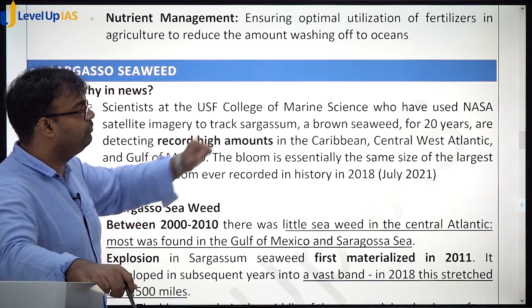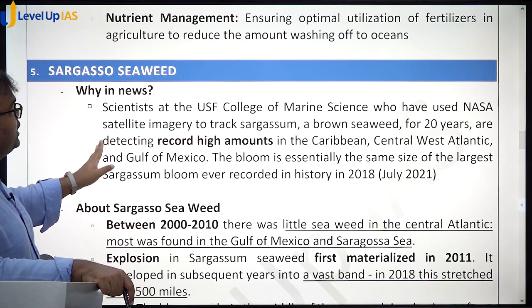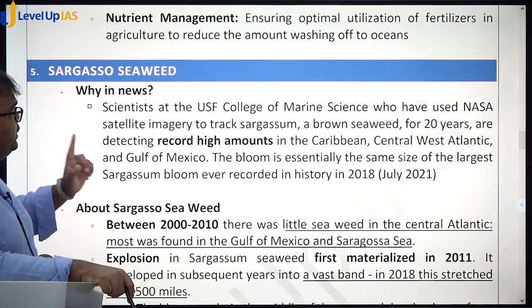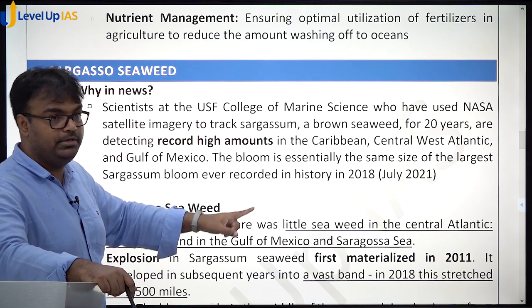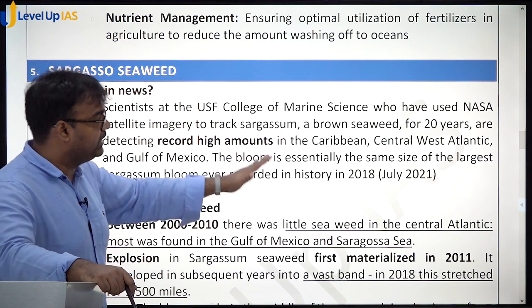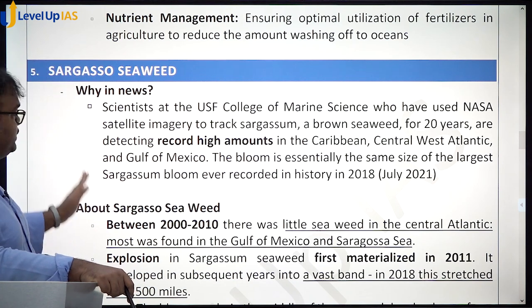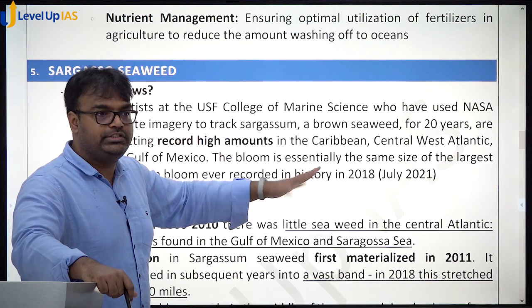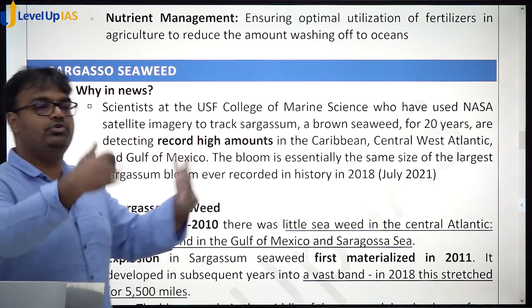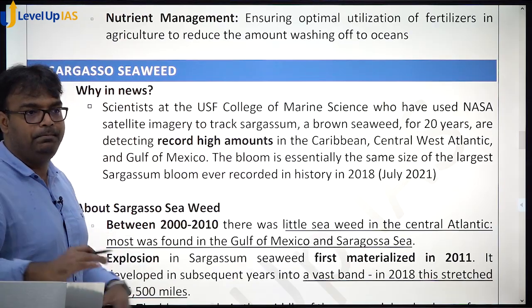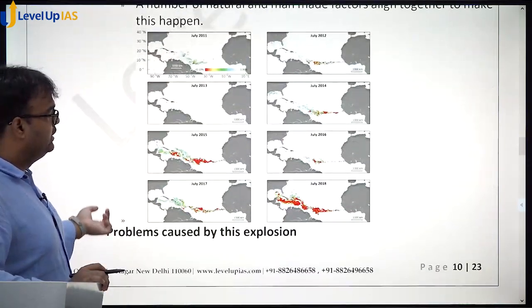Scientists at USF College of Marine Science have used NASA satellite imagery to track Sargassum, a brown seaweed, for 20 years. They're detecting record high amounts in the Caribbean, Central West Atlantic and Gulf of Mexico region. The bloom is essentially the same size as the largest Sargassum bloom ever recorded, in 2018. So the 2021 bloom is also of the same size. Eventually, when 2021 is over, we'll understand how big this bloom was.